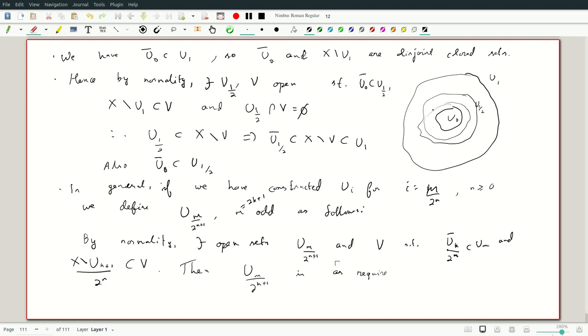Or let me spell it out, as required. That is, if I look at the previous set, that is U_k by 2 to the n is contained in U_m over 2 to the n plus 1, but not just this, but this closure. And it's not that I'm dividing the sets, it's the index which is divided.